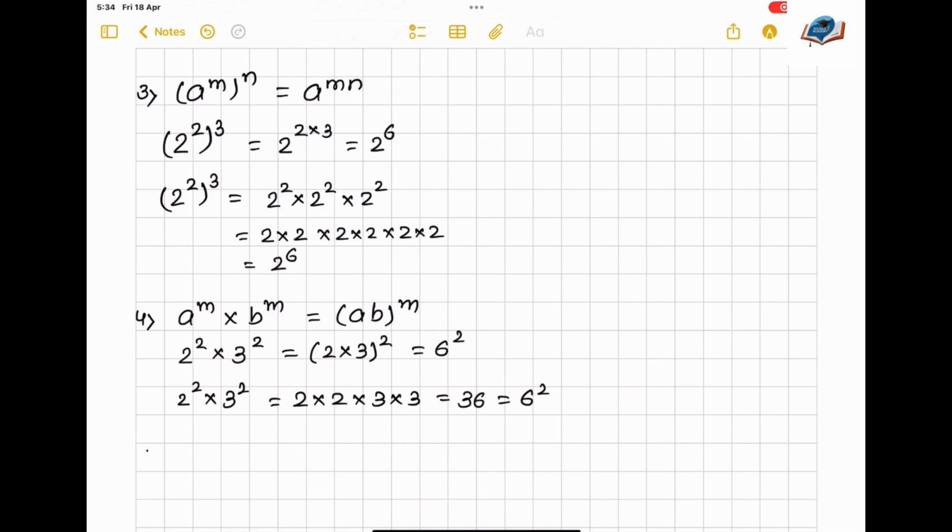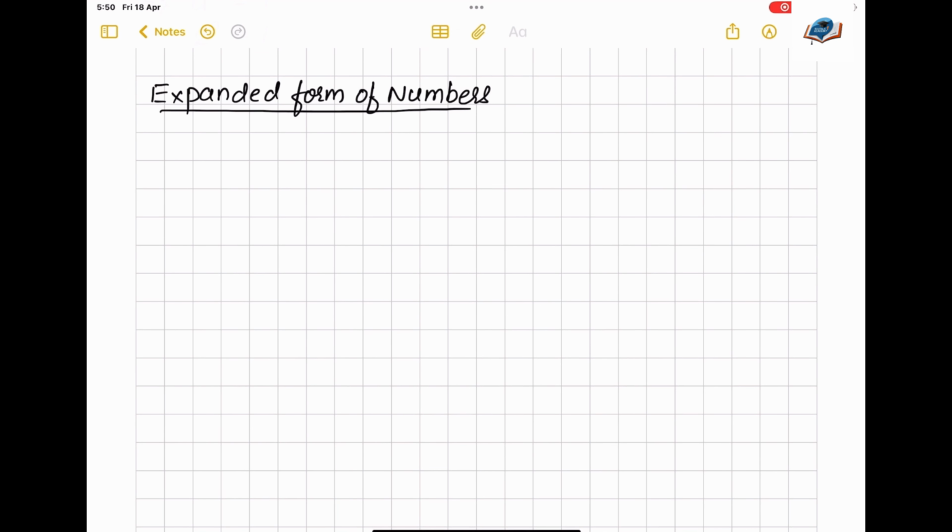Then fifth law says anything raised to 0 will always be 1. If I say 2 raised to 0, it will always be 1. So these are the basic concepts which you should know. Next point which we should know is expanded form of numbers.